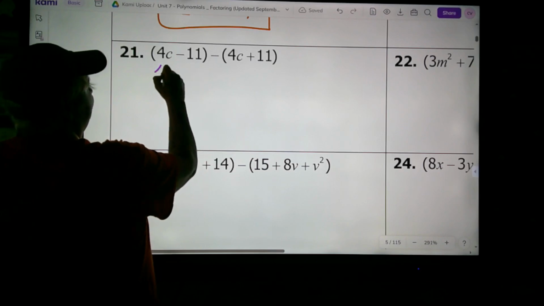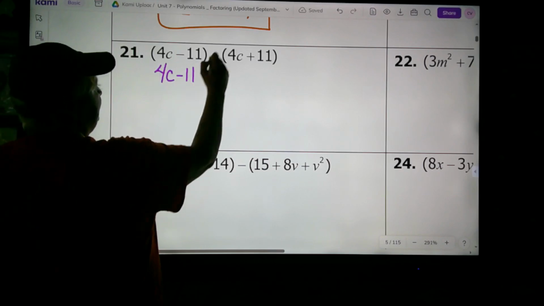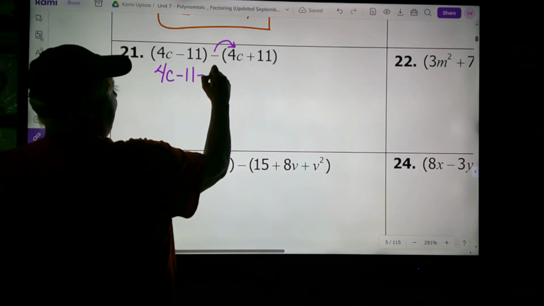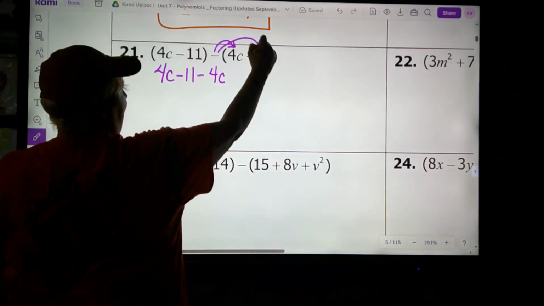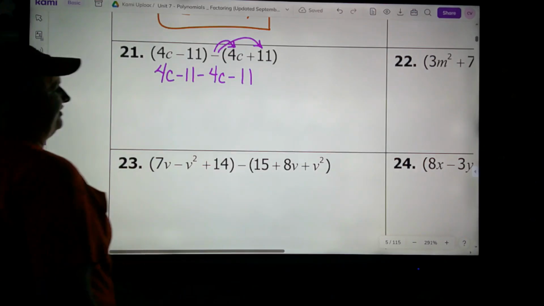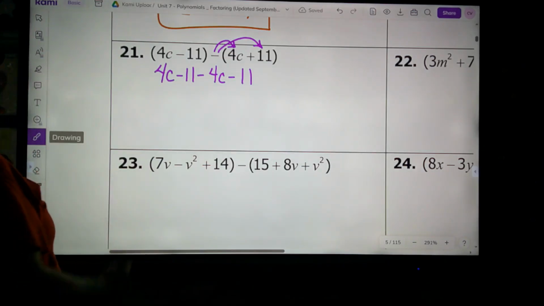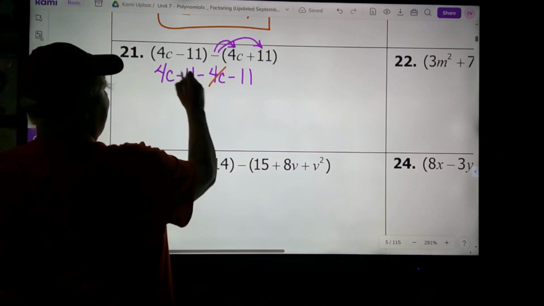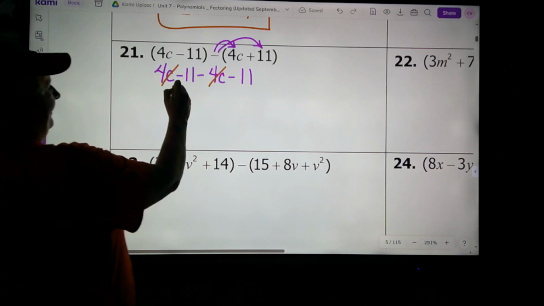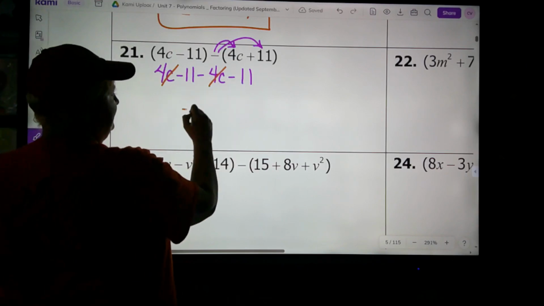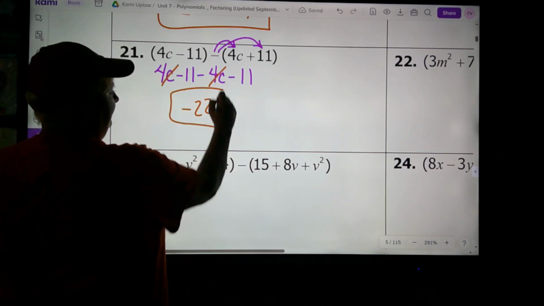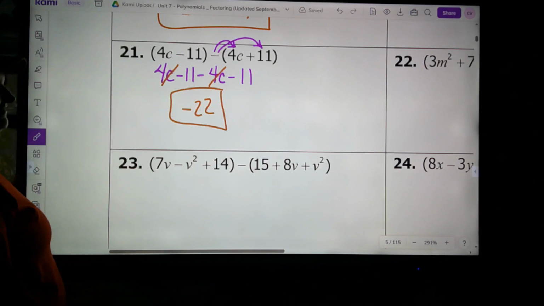Another negative. 4c minus 11 minus 4c minus 11. Oh, interesting. 4c minus 4c cancels each other out. Negative 11 plus a negative 11 is negative 22. That's all that's left.